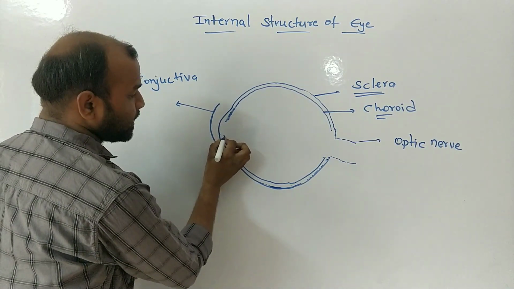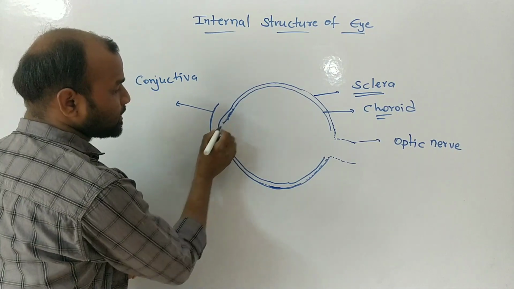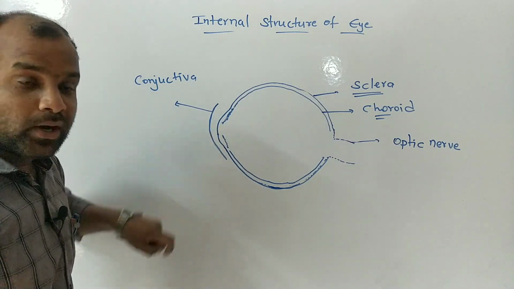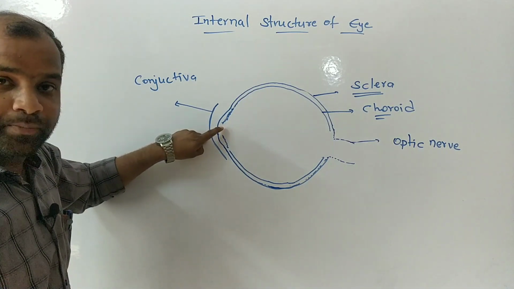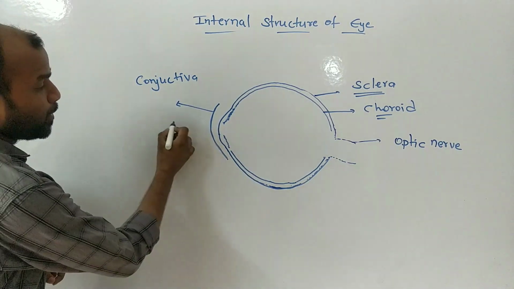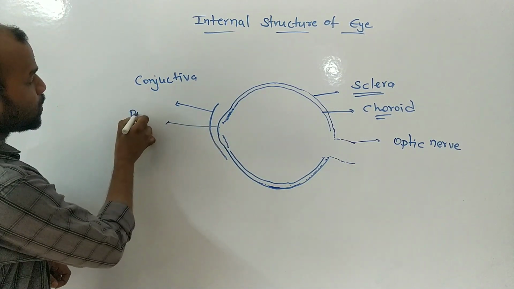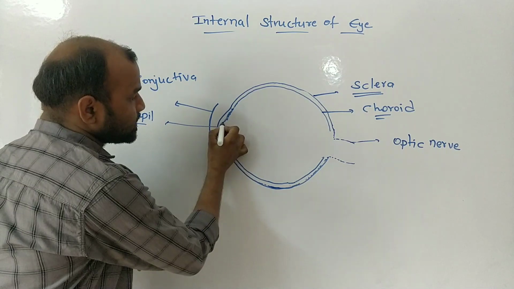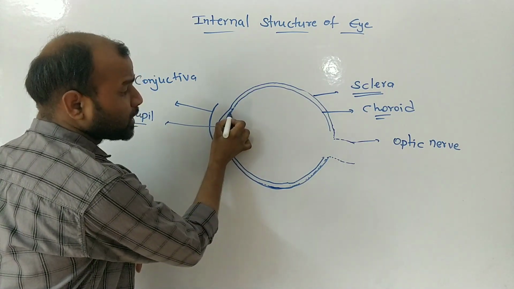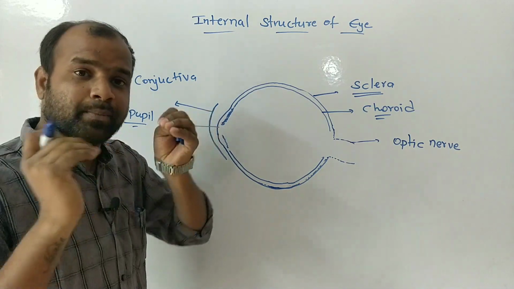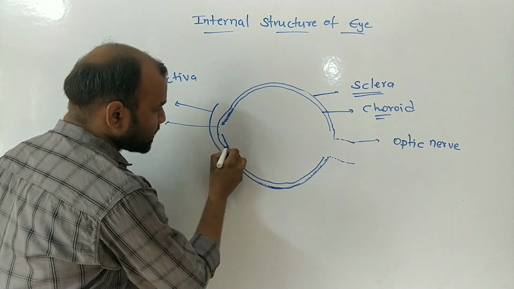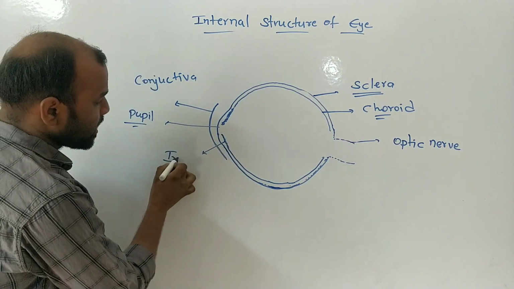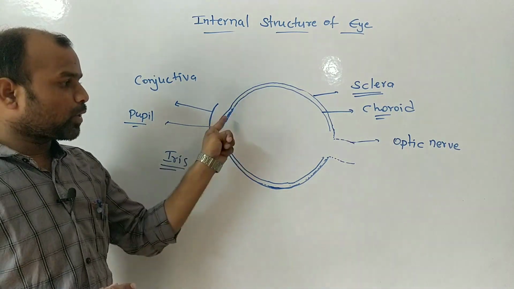In the anterior most part of the eye, there is a small aperture, an empty space. This pore is called the pupil. The choroid layer extends up to the pupil but does not cover it. It extends up to the pupil and forms the iris. The extension of the choroid layer is called the iris.